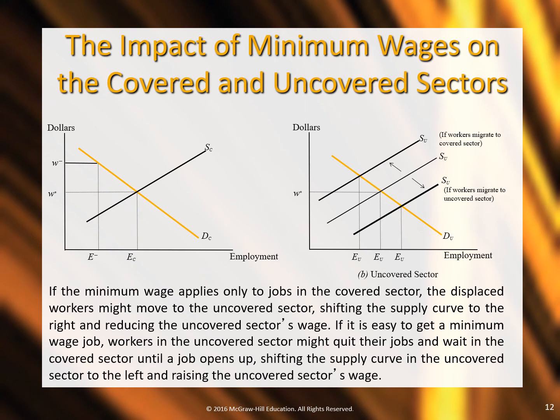Impact of minimum wages on the covered and uncovered sectors. If the minimum wage applies only to jobs in the covered sector, the displaced workers might move to the uncovered sector, shifting the supply curve to the right and reducing the uncovered sector's wage. If it's easy to get a minimum wage job, workers in the uncovered sector might quit their jobs and wait for the covered sector until a job opens up, shifting the supply curve in the uncovered sector to the left and raising the uncovered sector's wage.